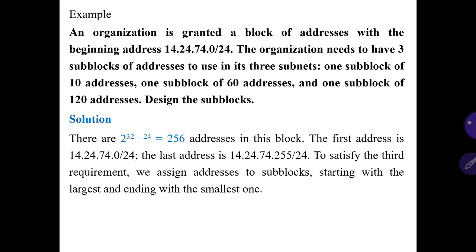An organization is granted a block of addresses with the beginning address 14.24.74.0/24. The organization needs 3 subblocks of addresses to use in its 3 subnets: one subblock of 10 addresses, one subblock of 60 addresses, and one subblock of 120 addresses. Design the subnetworks or subblocks. First, 2 to the power of 32 minus 24 gives 256 addresses in this block. The first address is 14.24.74.0. The last address is 14.24.74.255/24.